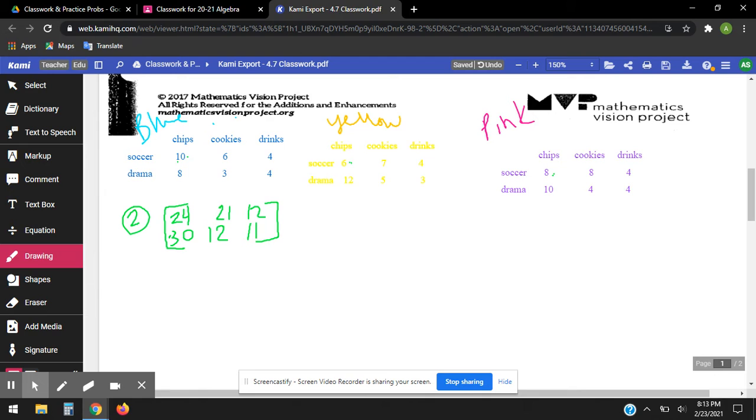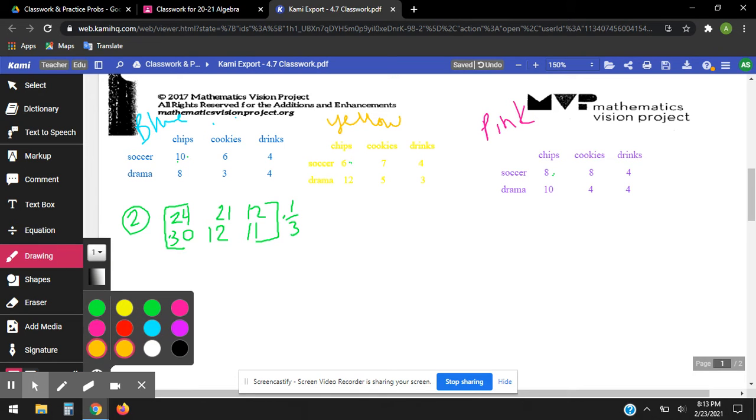So we could say that's times 1/3. So we can multiply this. And what I'm going to end up doing is I'm going to distribute this 1/3 to every box in my matrices, my matrix.